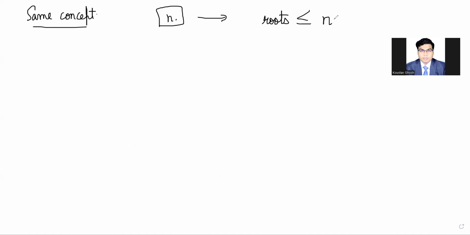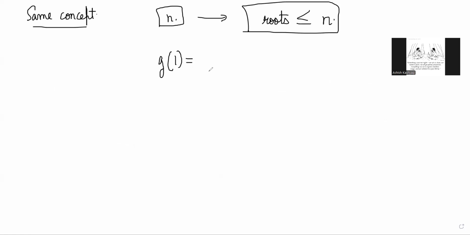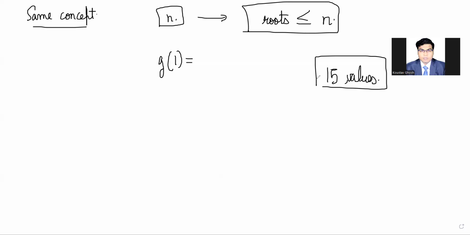It is the same concept that we have done before. If there is a polynomial of degree n, how many roots are possible for it? How many values are given for our g? 15. 15 values are given. Can you make a 10 degree polynomial with 15 given values? Yes. No, not necessarily.